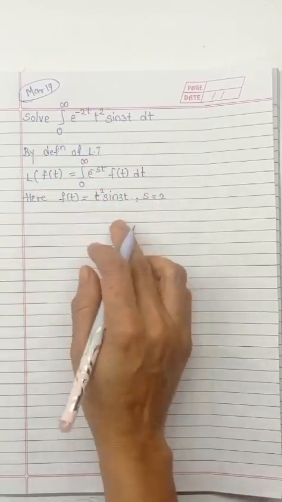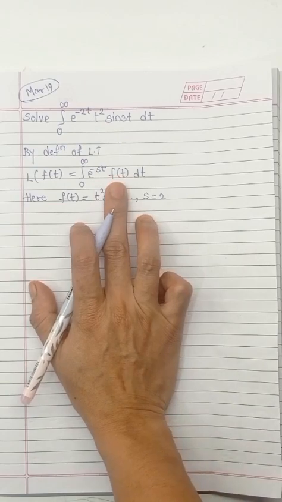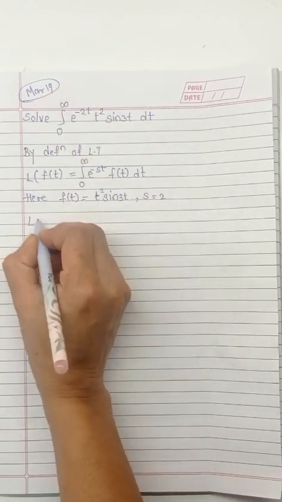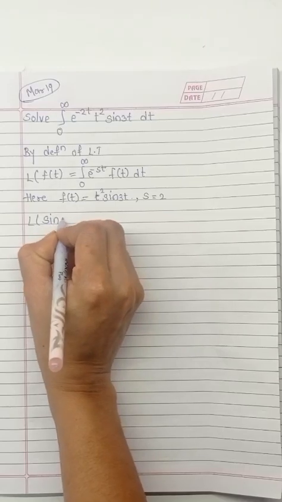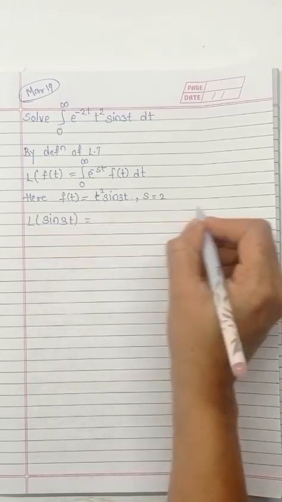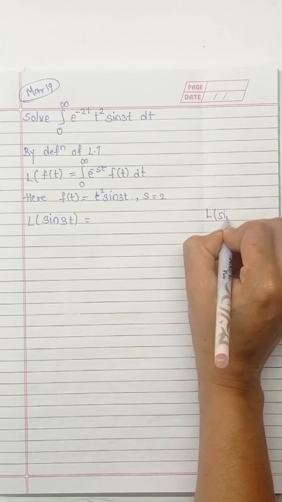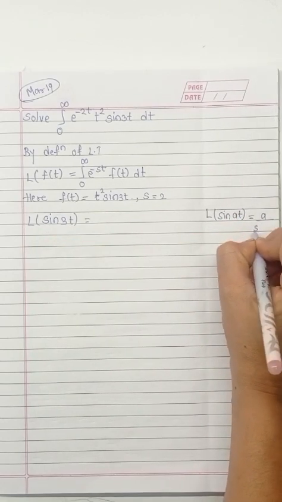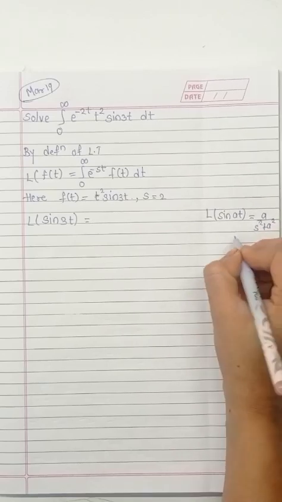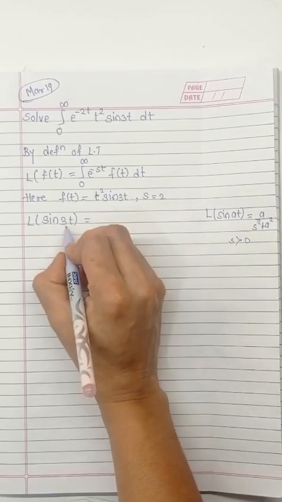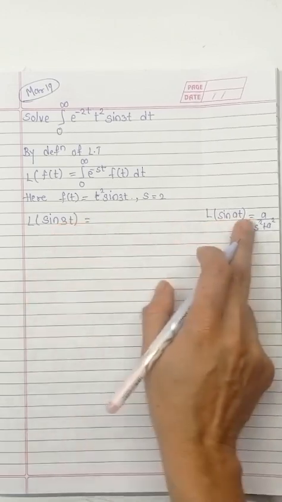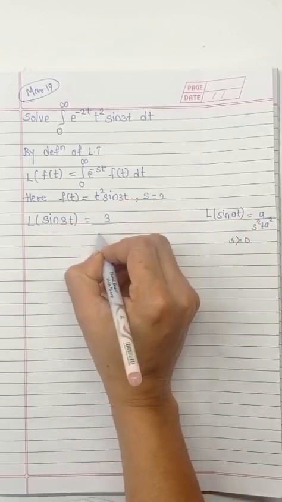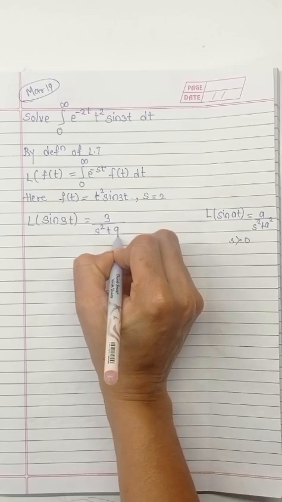Now one by one we are going to solve this expression to get the answer of this whole thing. Firstly we are going to find the Laplace transform of sine 3t. Here we are using the formula of the Laplace transform of sine at, that is a upon s square plus a square, where s is greater than 0. Here a is 3, so this becomes 3 upon s square plus 3 square, that is 9.